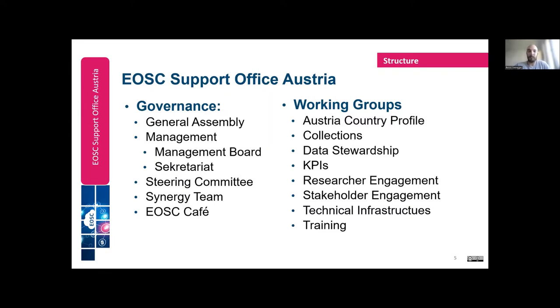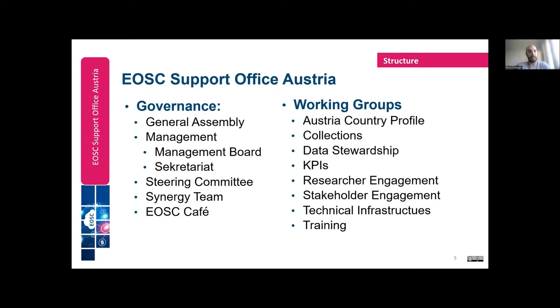The EOSC Support Office Austria consists of its governance and several working groups. In the governance, the General Assembly is the ultimate decision-making body. The management ensures the optimization of processes and is subdivided in a rotating management board and a consistent EOSC Support Office Austria secretariat. The EOSC Support Office Austria further consists of the steering committee, which gives impulses for its basic orientation, and the synergy team that coordinates the work of the working groups.